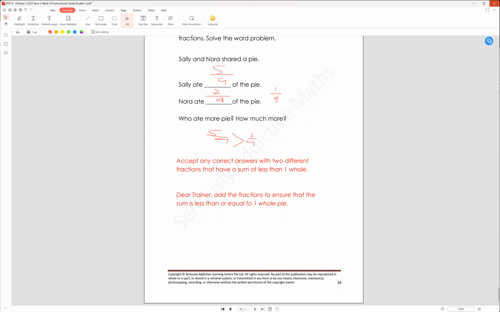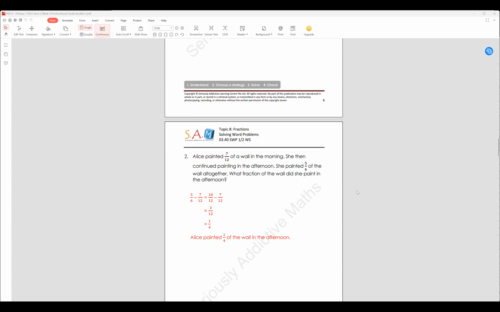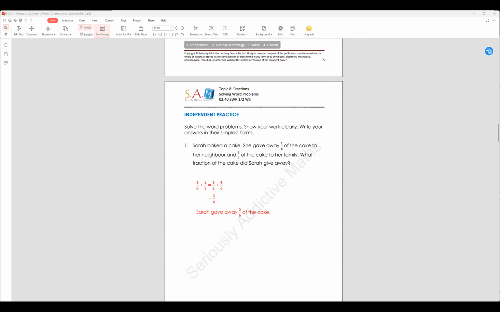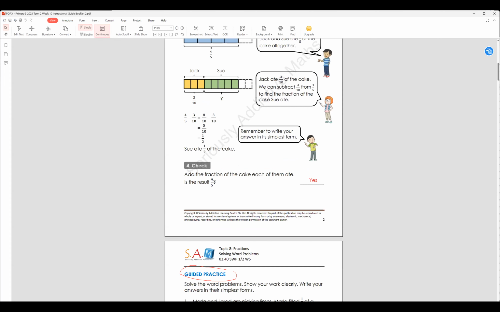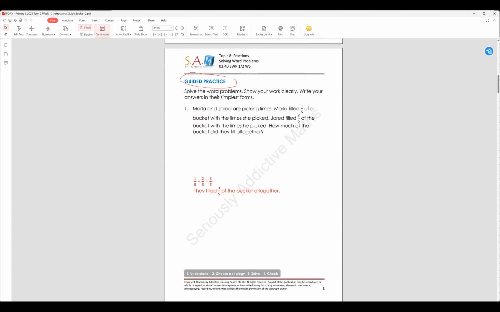Next booklet is on word problems, and relatively easy. Let me share word problem. So word problems, relatively easy. I would just go with guided practice. For this, they don't really have to draw the bar model. It's quite straightforward. So guided practice.